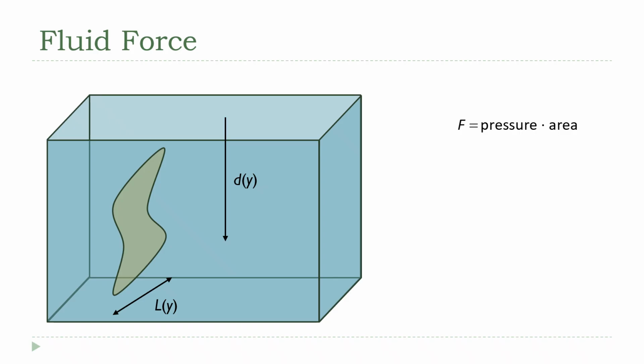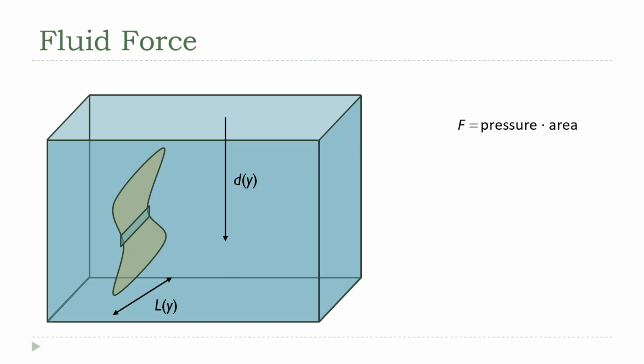I'm going to do this the way we have done so many things up until now. I'm going to look at a narrow horizontal strip taken from the object, and I'm going to calculate the force being exerted on that strip. Then I'm going to add them all up. We'll take a limit, it turns into an integral, and we'll have our final answer.